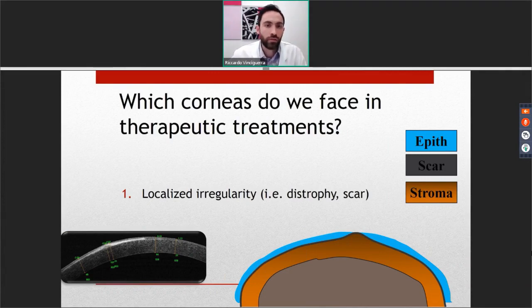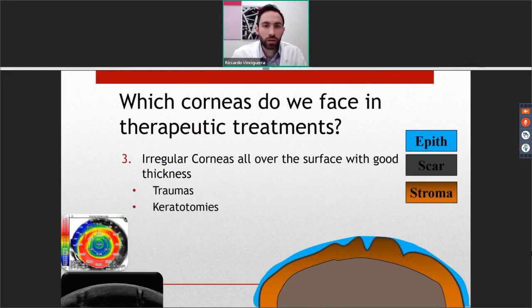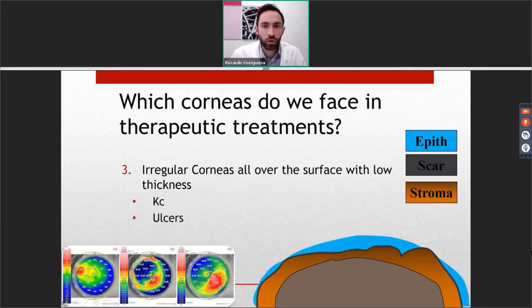So you can have a localized irregularity, such as this one. You see epithelium, scar, and stroma, such as a dystrophy or a scar. Then you can have an asymmetric cornea with irregularity, for example a decentered optical zone or a previous corneal ulcer. Then you can have an irregular cornea all over the surface with good thickness, such as stromas or keratotomies, such as this one. Then you can have an irregular cornea all over the surface but with low thickness, such as keratoconus or ulcers. So all of these corneas need to be treated in a different way.